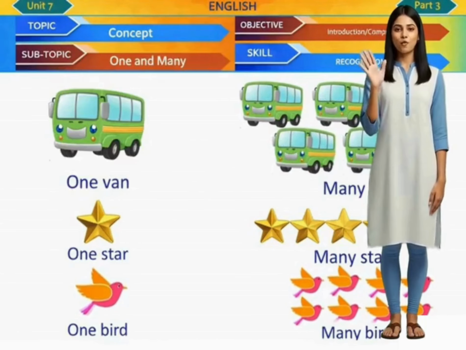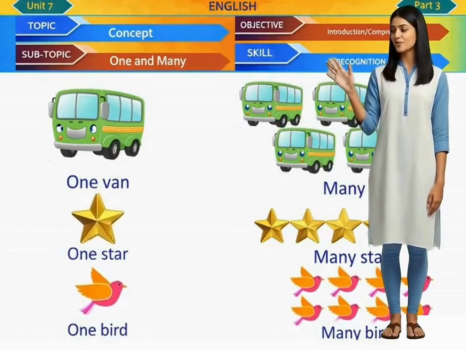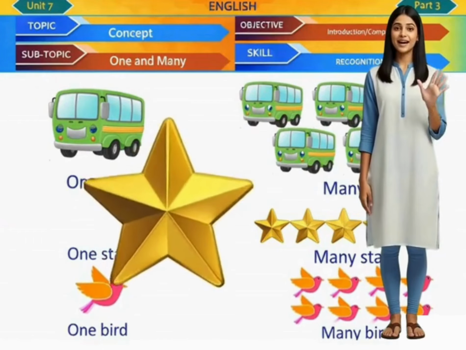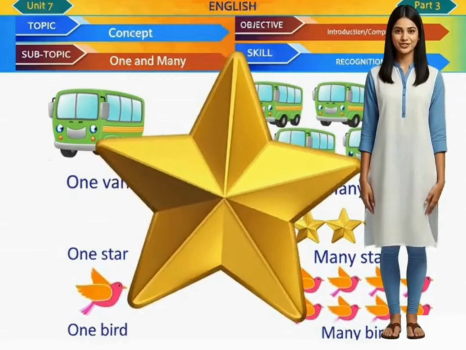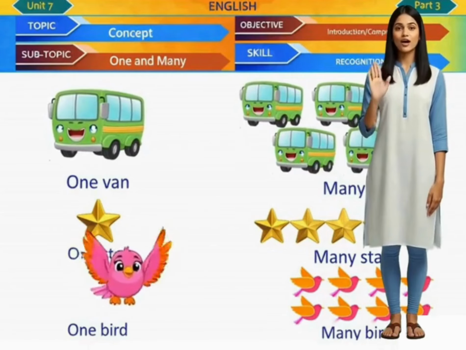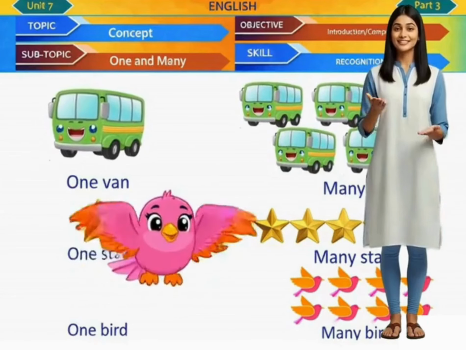Now look, there is one star, and on the other side more than one, like 4 stars. So it means many stars on the page. Now look at one bird, children. Now look at the other side and count and try to observe the birds on the page and keep practicing.